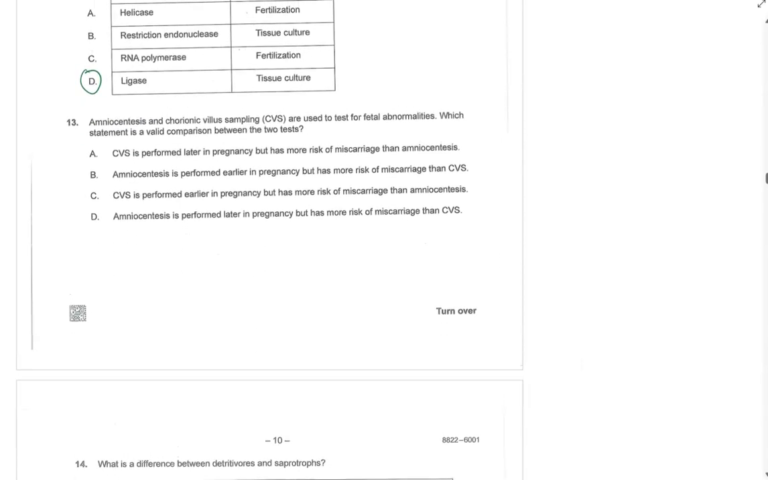Okay, so 13, this is a bit of factual recall, amniocentesis and CVS sampling. The correct answer is C. So CVS is performed earlier in pregnancy but has more risk of miscarriage than amniocentesis. Okay, so then 14, the difference between detritivores and saprotrophs is, so detritivores are internal digestion and saprotrophs is external digestion, so the answer is C.